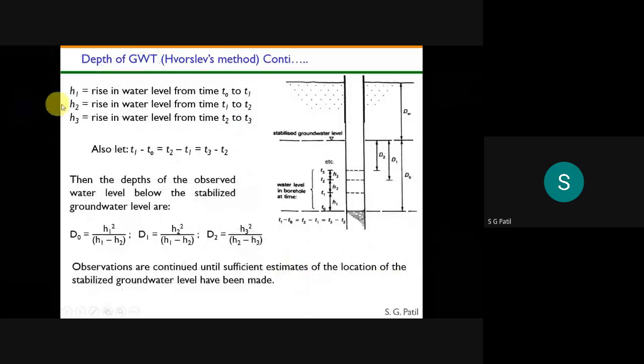Then once you have those measurements from the top, I can find out what my H1, H2, and H3 are. H1 is the rise in water level from the 0th day to the first day. H2 is the rise in water level from the first day to the second day. H3 is the rise in water table from the second day to the third day. So T1 minus T naught, T2 minus T1, T3 minus T2 is constant. Delta T is constant here. What is this delta T? Delta T may be 24 hours.